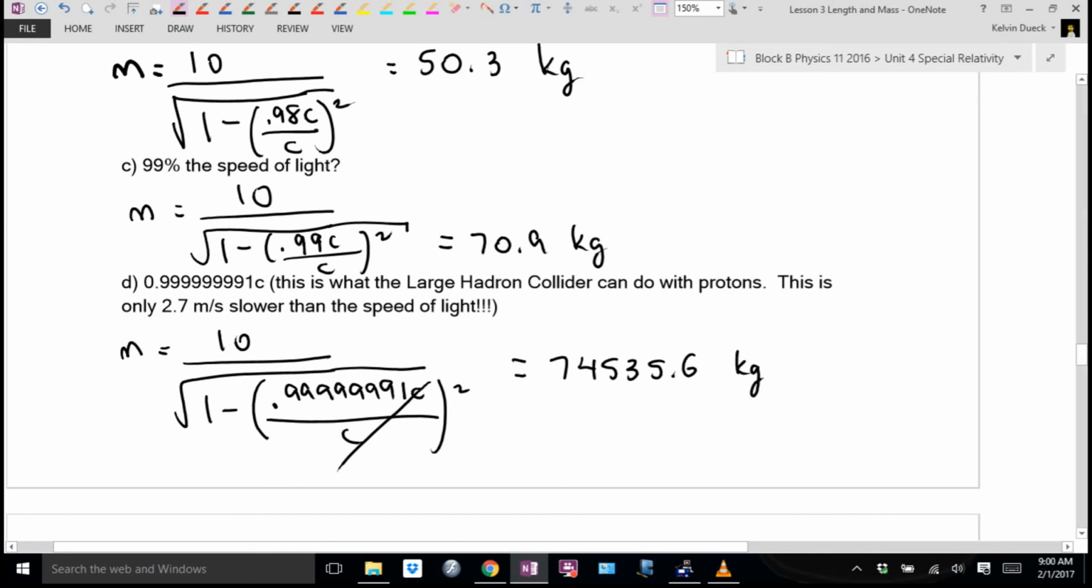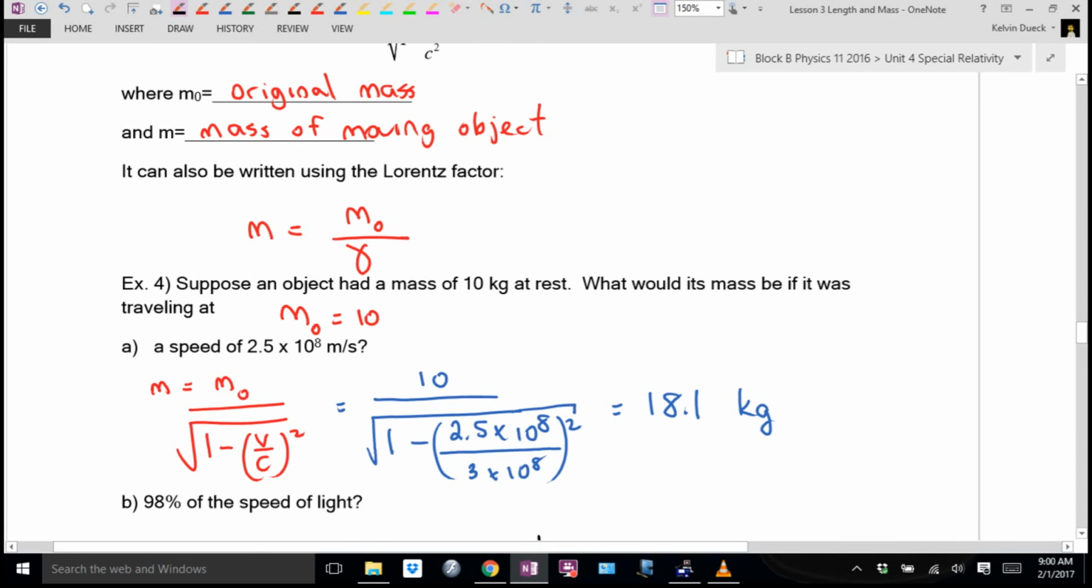Going back to here, what if instead of me asking you to find the moving mass, what if I told you the moving mass and I said find the rest mass? How would you get the m0 by itself? Times the square root over? Okay. How would you get the v by itself?